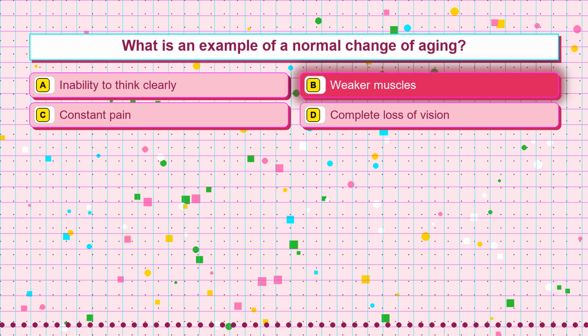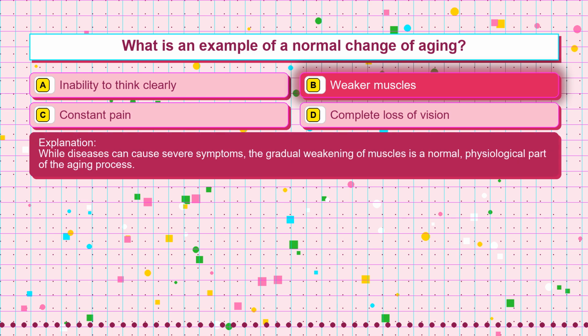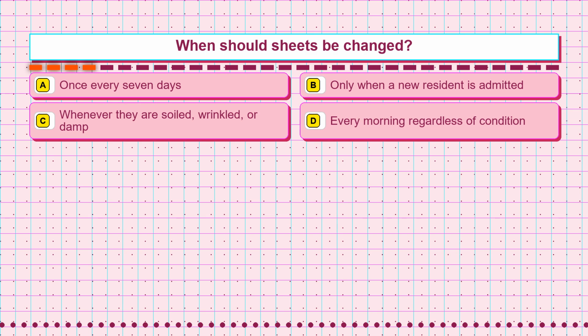The correct answer is option B. Weaker muscles. While diseases can cause severe symptoms, the gradual weakening of muscles is a normal, physiological part of the aging process. Question 88. When should sheets be changed?